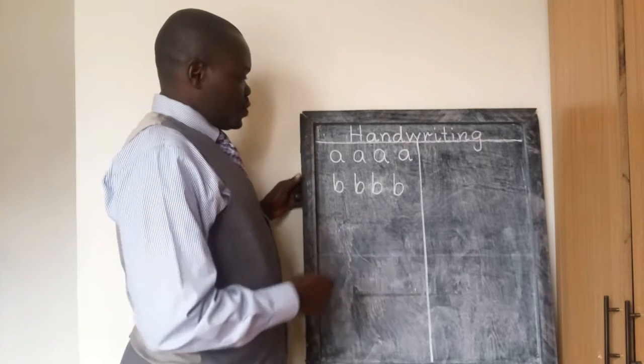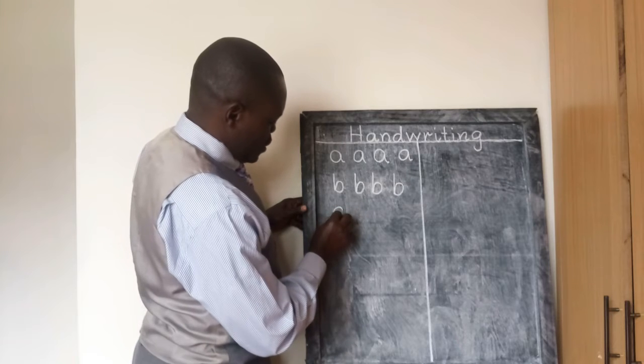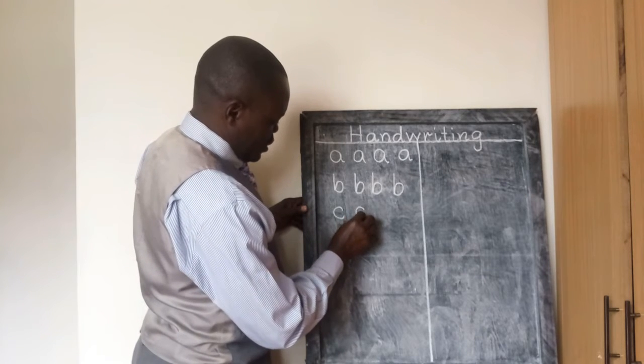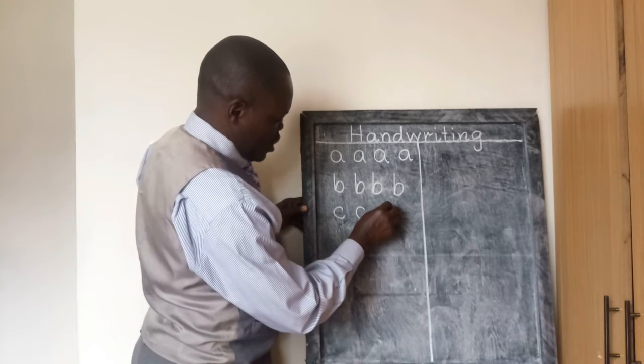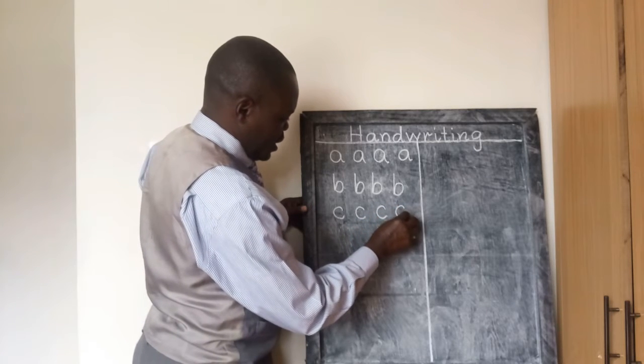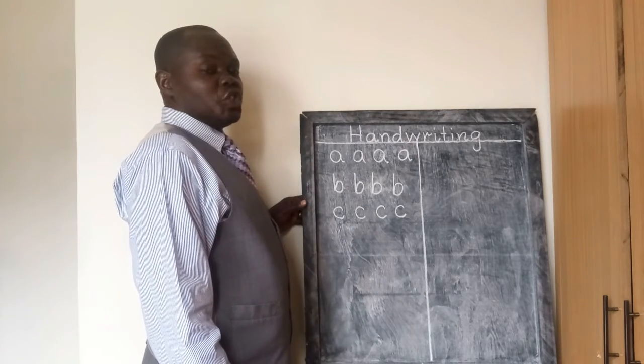Now, let us go to C. Shape C like that. Just coil it like that. Coil C like that.